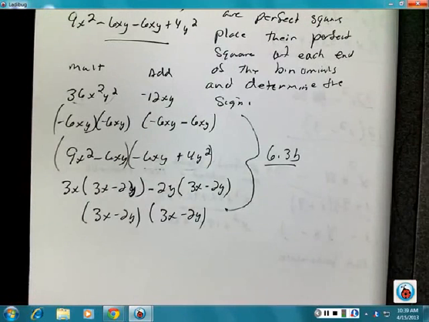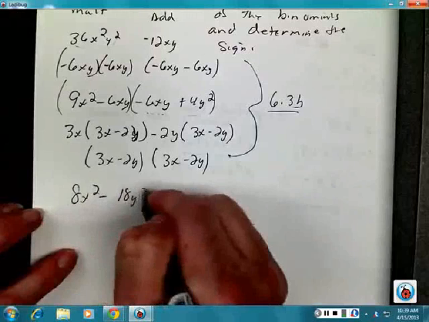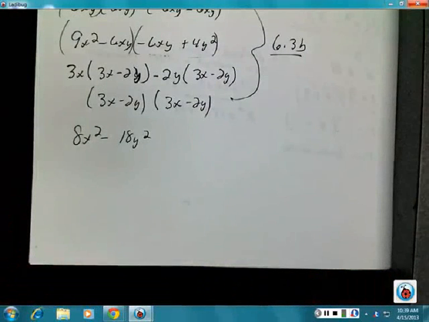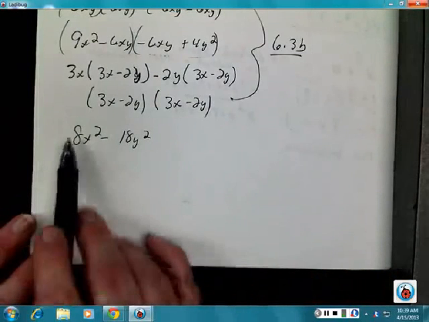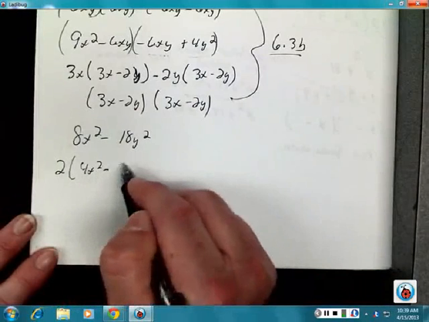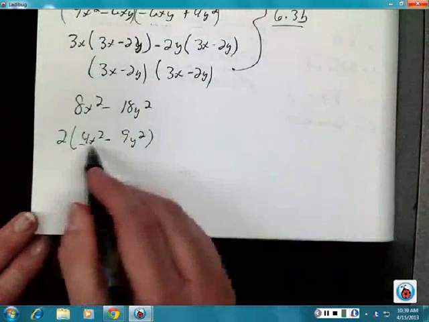Sure. Alright, 8x squared minus 18y squared. Because that's not perfect squares either, right? Well, but look at it. What can I pull out? A 2 leaves me with 4x squared minus 9y squared. Now they're perfect squares.